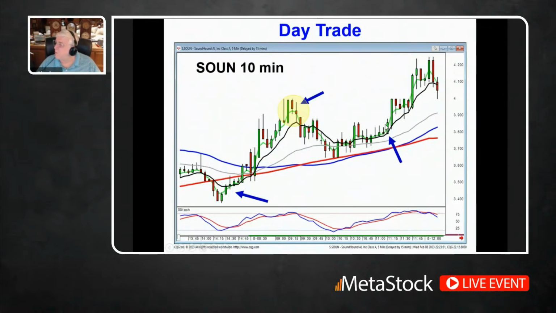Let's say I bought right here because this pattern was telling me, yep, we should be moving in this direction. But if it came back down and traded below this level or closed below this level, what does it tell me about my direction? It didn't work. Close it out right away.